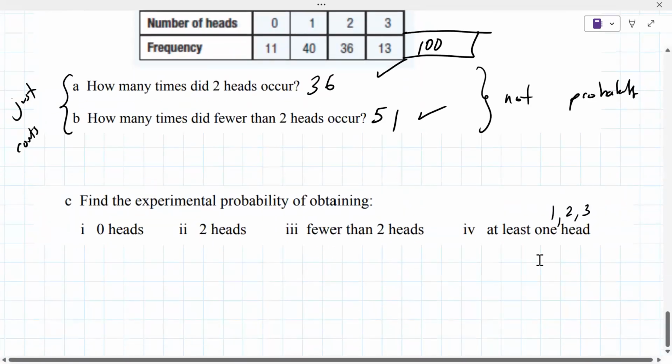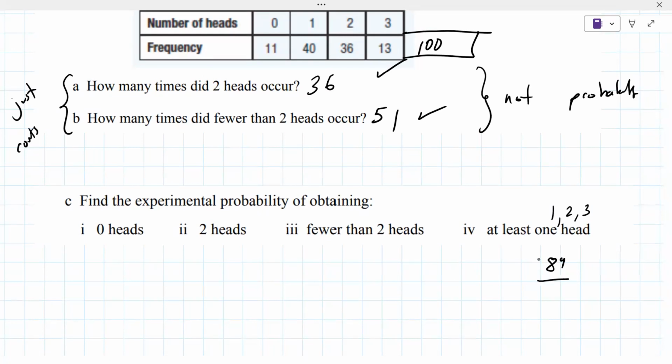Whenever you're ready, if you want to give me all of the answers. So fewer than two heads would be 51 over 100. Okay, good. And then two heads is 9 over 25. Okay, that's correct. Good job reducing that. And then 0 heads is 11 over 100. Perfect. Okay, really, really good.